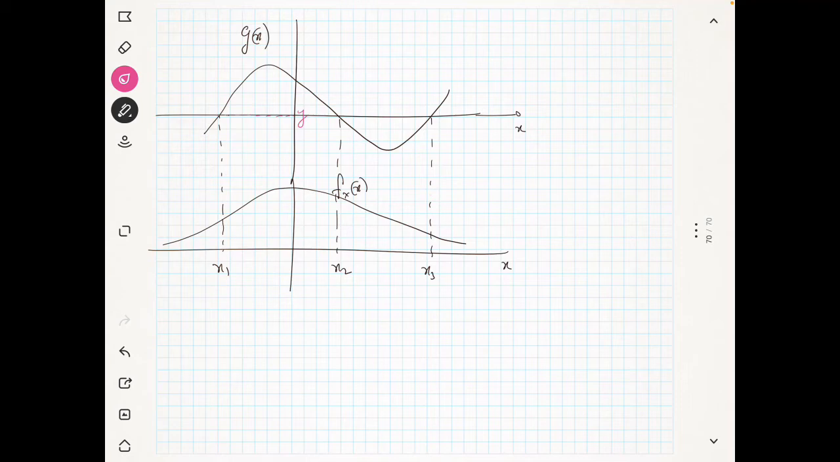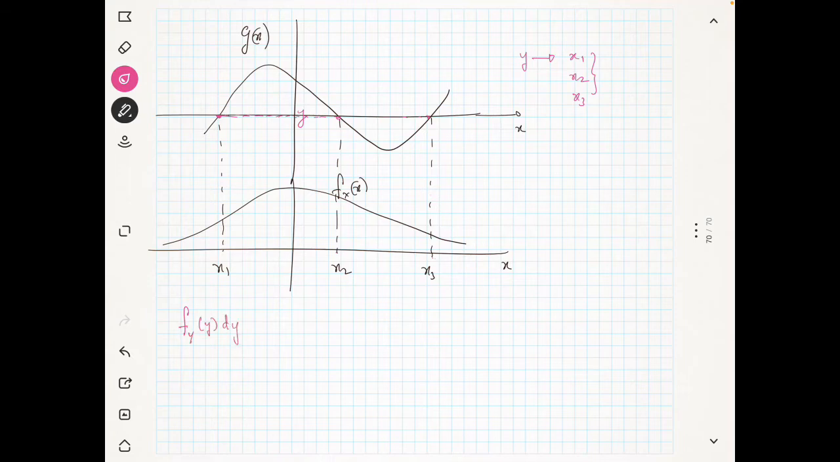So the y is coming from x1, which is also giving you y. Similarly, your x2 is also giving you y, and similarly the x3 is also giving you y, right? So your y is coming from three things, actually x1, x2 and x3.